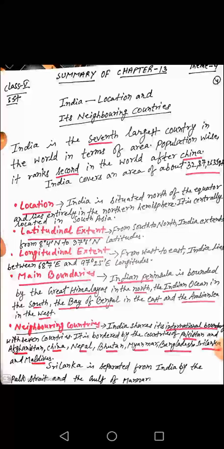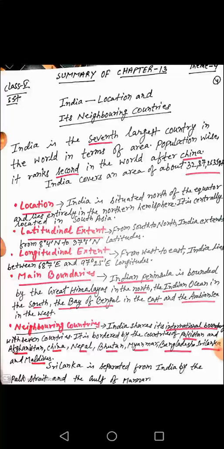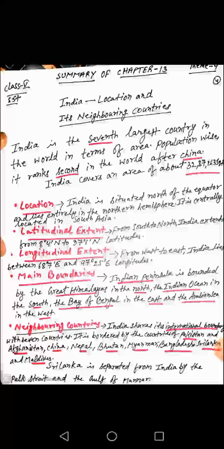Now we read the location. India is situated north of the equator and lies entirely in the northern hemisphere. It is centrally located in South Asia. Now, the latitudinal extent of India, from south to north, India extends from 8 degree 4 minute north to 37 degree 6 minute north latitudes. And the longitudinal extent of India, from west to east, India lies between 68 degree 7 minute east and 97 degree 25 minute east longitudes.